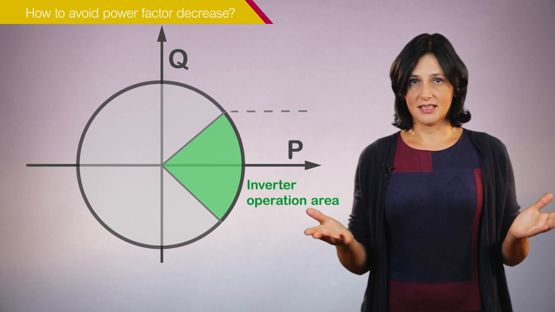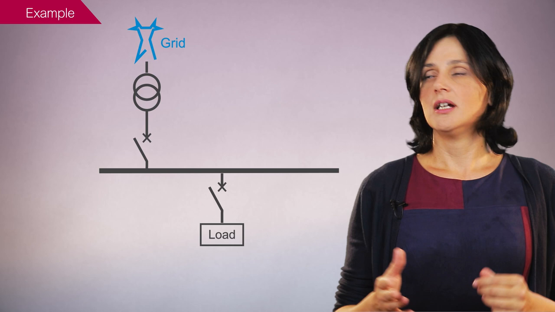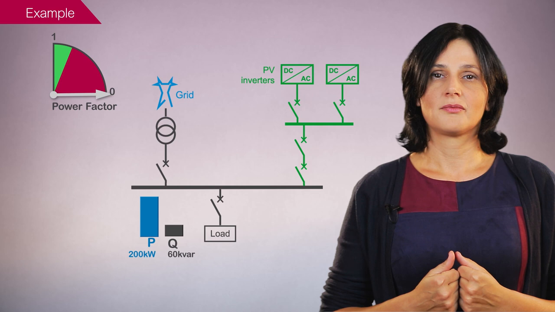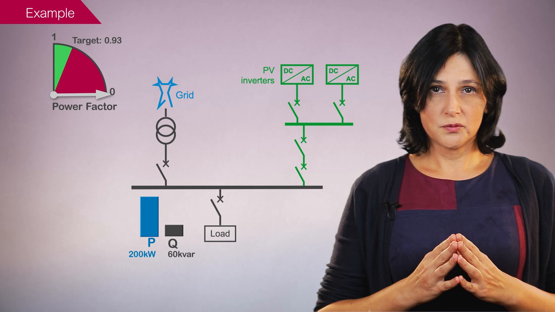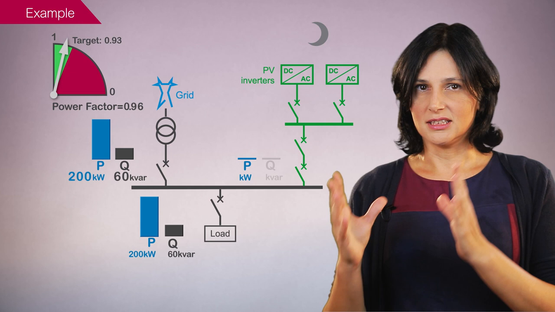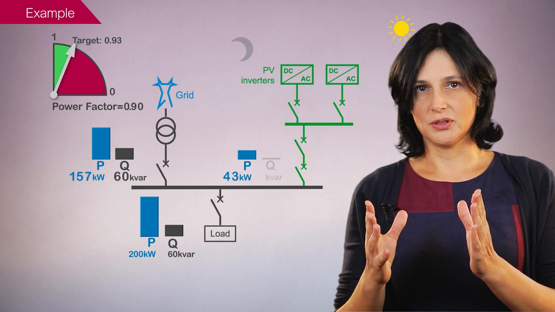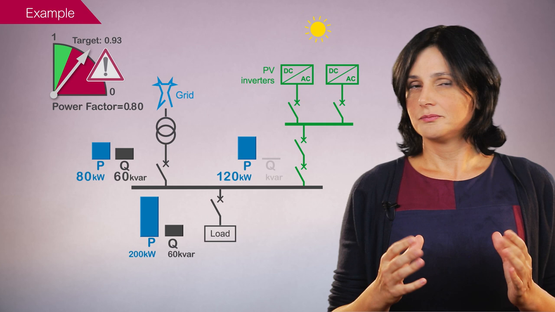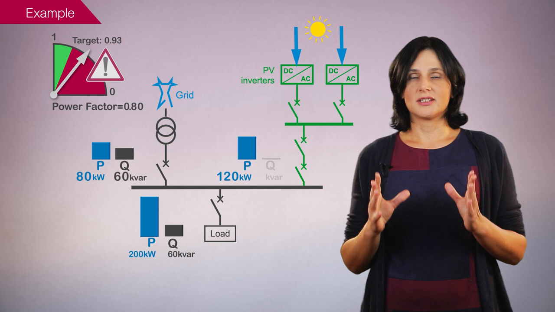Here's a concrete example of an electrical installation with loads consuming 200 kW active and 60 kVA reactive power, a target power factor of 0.93, and a photovoltaic production of 120 kW peak. When there is no solar production, the power factor on the grid is 0.96. With 120 kW active power production from photovoltaic inverters, the power factor at the point of connection goes down to 0.8, which is below the target. By modifying the set point of the inverters, the overall power factor can be adjusted to 0.93.